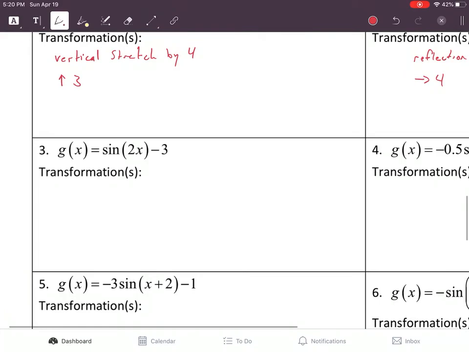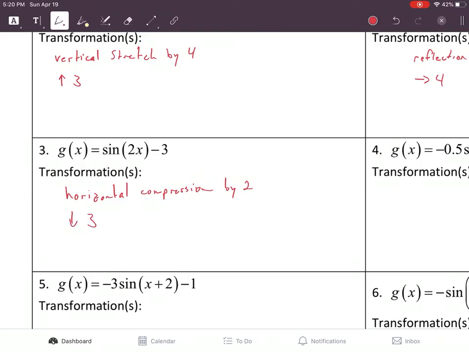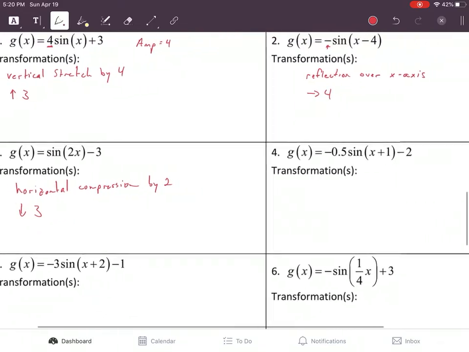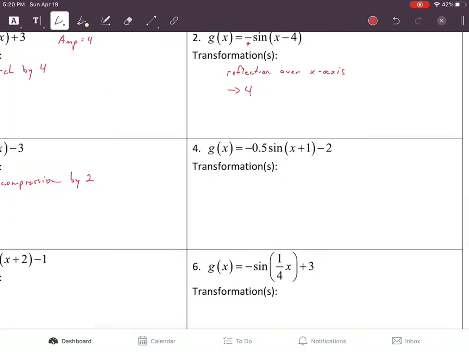Okay, number 3. We have a horizontal compression by 2, and we have going down by 3. All right, number 4. We have 4 different things going on.